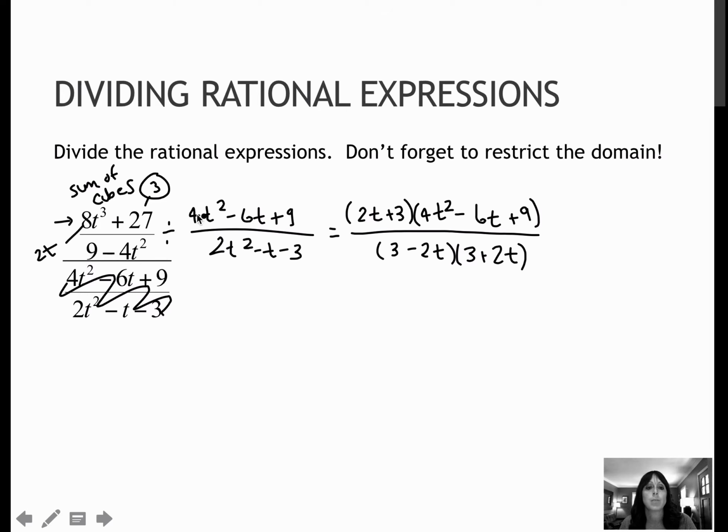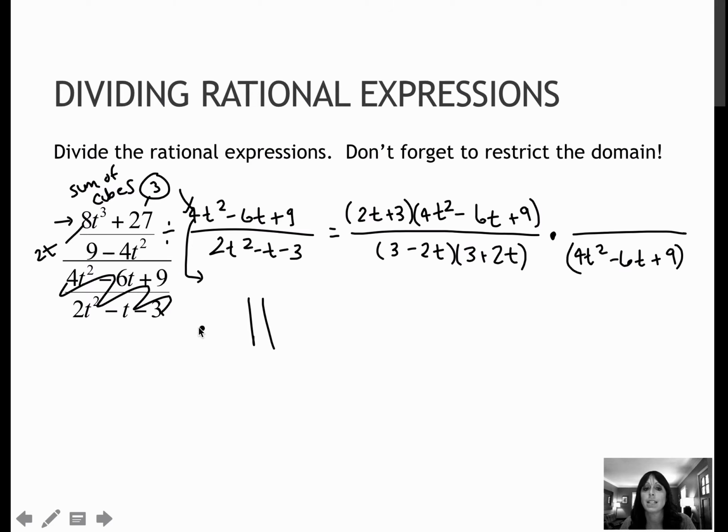The next one, so this one, doesn't factor. So if I look at 4t squared and 9, it looks kind of like it's one of those perfect square ones. You could try the tic-tac-toe, but I'm going to save us the time. I've already tried. It doesn't factor. But notice I'm going to rewrite this as multiplication, and I'm going to write this now down below. So I'm going to write this as 4t squared minus 6t plus 9. And then this one will factor.